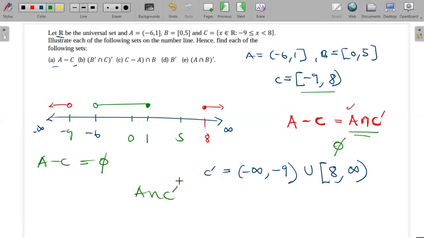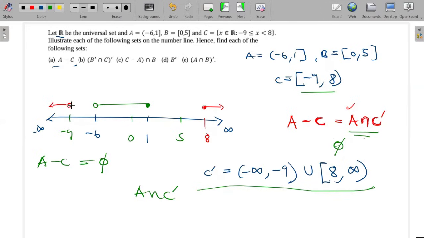No. So A intersection C complement. Look at your C complement here. What is your C complement? This here is your C complement, right? And we've even put it here in red. And then look at your set A now. Your set A is here, negative 6 and the 1 there. Now, intersection means the common parts. Which ones are common in both sets?